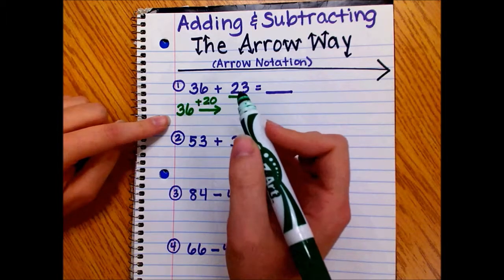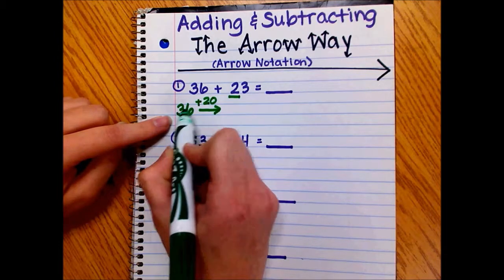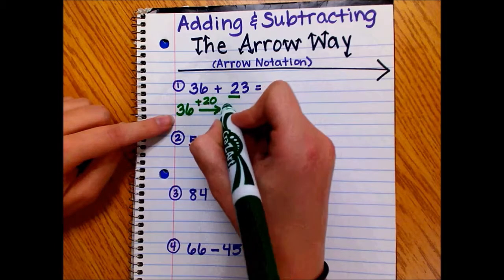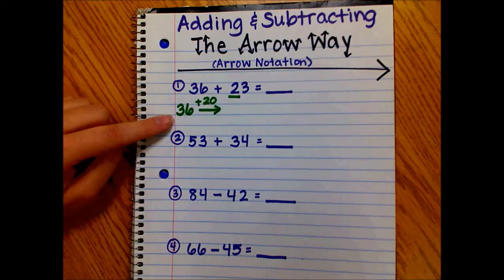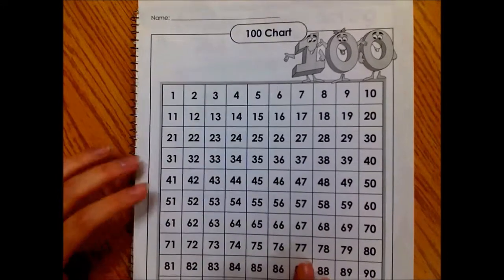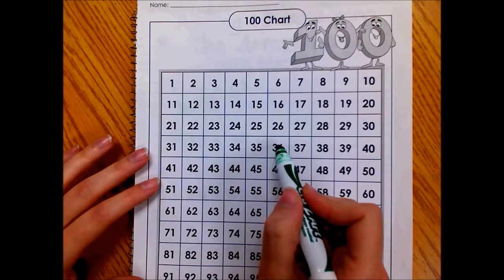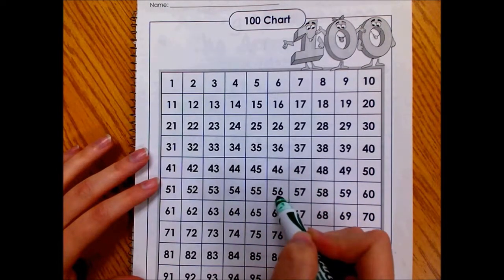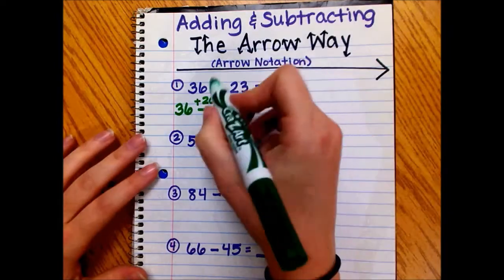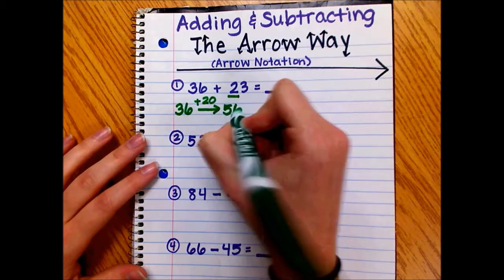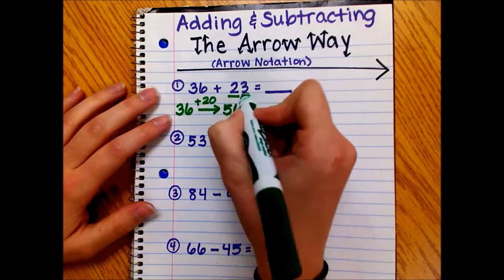They can either use their knowledge of place value, such as 3 tens plus 2 tens equals 5 tens, or they can use their hundreds chart. Starting at the number 36 and adding 2 tens, 1, 2. Either way, they should figure out that 36 plus 20 is 56. Now that we have added the tens, we are going to add the ones.